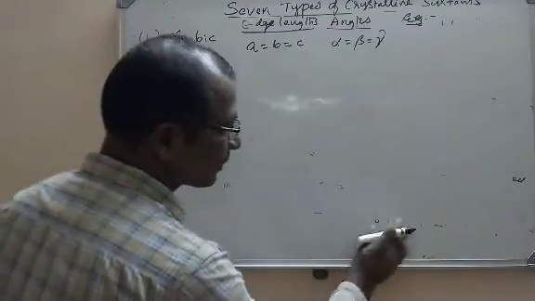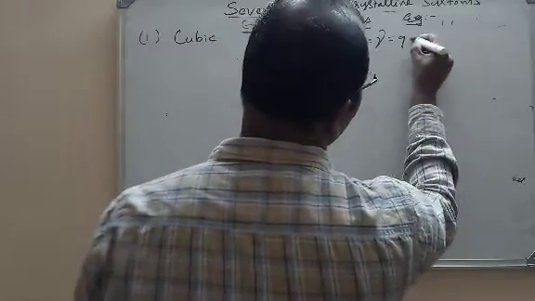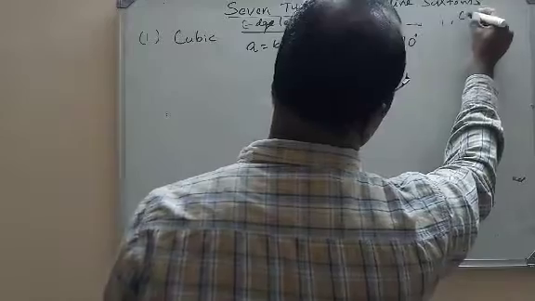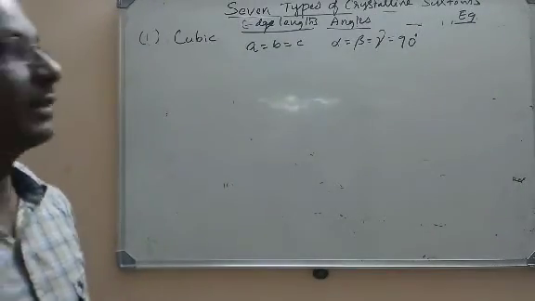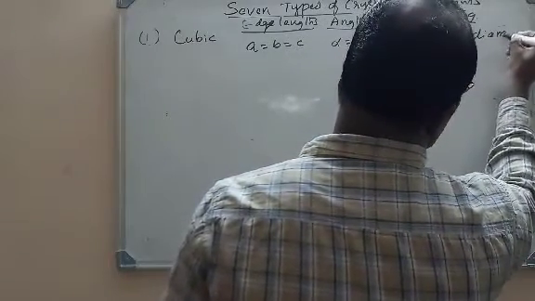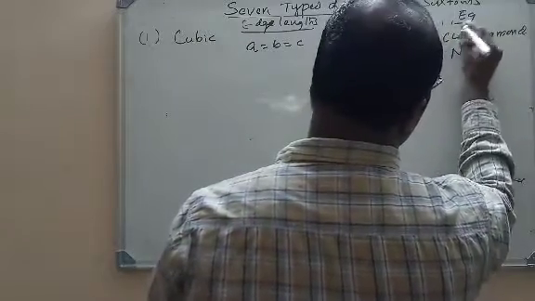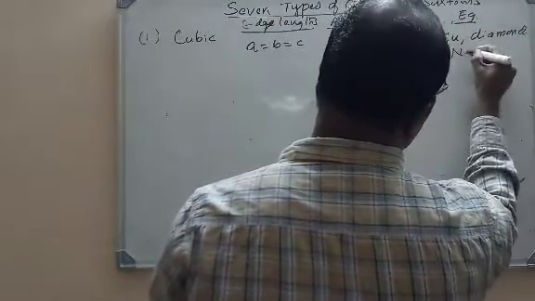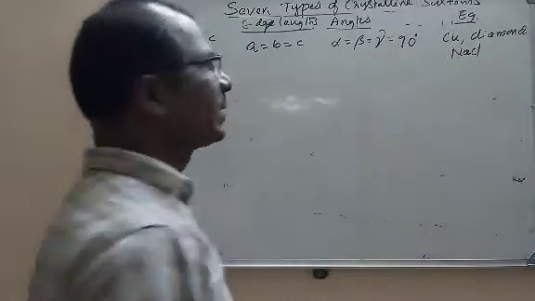So if A is equal to B is equal to C and alpha is equal to beta is equal to gamma, and also it is 90 degrees here. This is very important. 90 degrees. Then it is called a cubic crystal. If you take copper, diamond, sodium chloride, these are all some examples for cubic crystals.